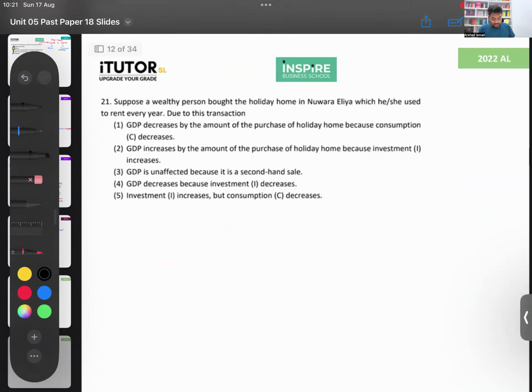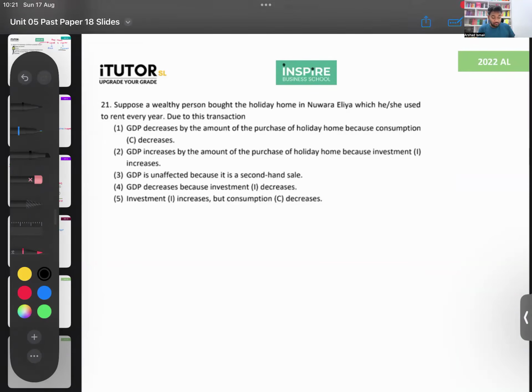Okay, 22, next one. Suppose a wealthy person bought a holiday home in New Delhi, which he or she used to rent every year. Due to this transaction, what will happen? GDP decreases by the amount of the purchase of the holiday home because consumption decreases. GDP increases by the amount of the purchase because investment increases. GDP is unaffected because it is a second-hand sale. GDP decreases because investment decreases. Investment increases, but consumption decreases. Which one do you think?